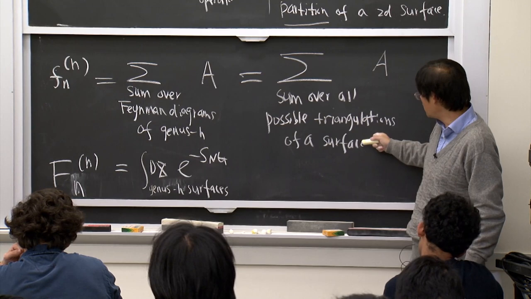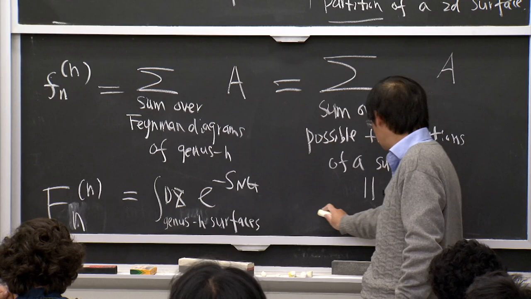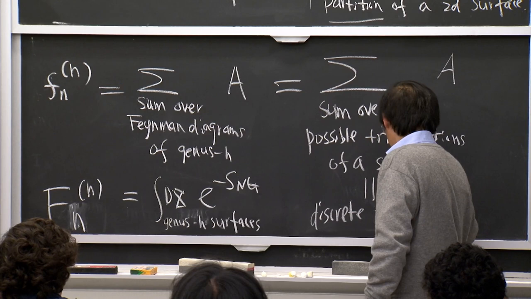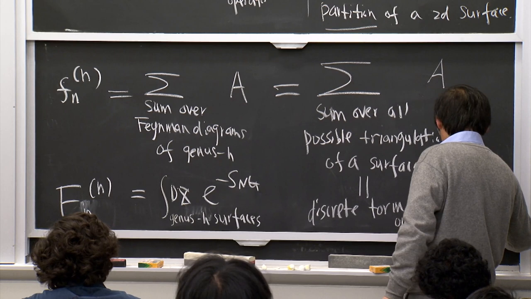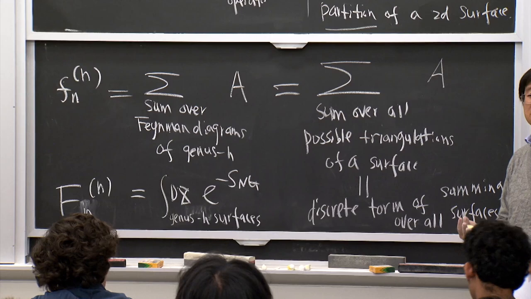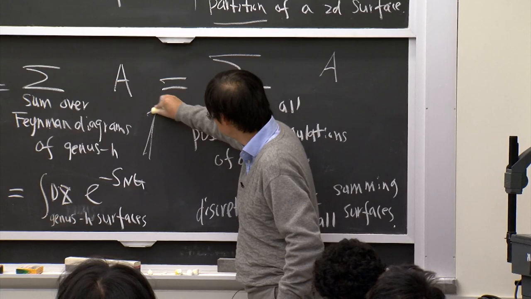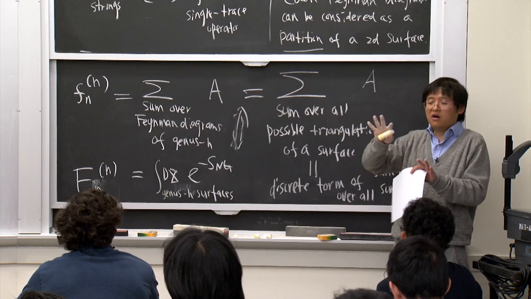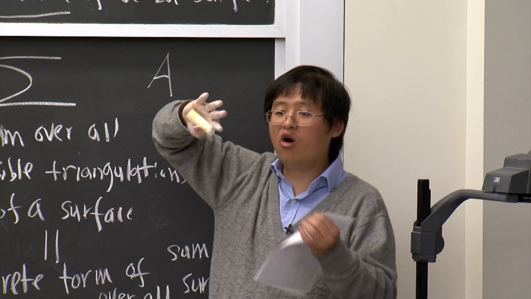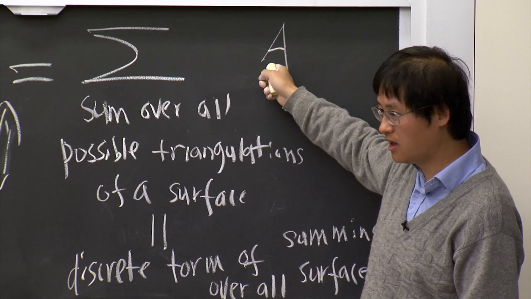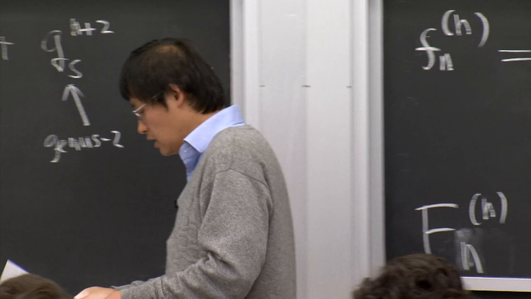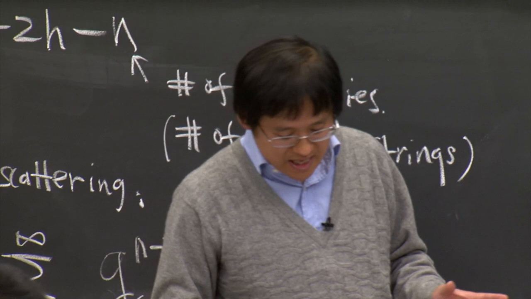Of course, this is precisely just a discrete form of summing over all surfaces. So this is just a discrete sum of summing over all surfaces. And so this really identifies these two as essentially the same object. So when you're summing over diagrams, you are secretly summing over all possible embeddings of some surfaces in space-time. And the precise nature of that surface, of course, depends on the diagram itself. So this really tells you that the large N expansion is really just a string theory. Okay, it's really just a string theory.